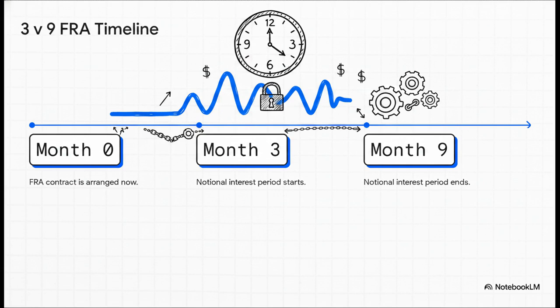Take a 3v9 FRA, sometimes written as a 3/9 FRA. That simply means you're locking in a rate for a 6-month borrowing period. The 3 means that the interest period kicks off exactly 3 months from today. The 9 means the period ends 9 months from today. So it's essentially a 6-month window of protection that you wait 3 months to start.